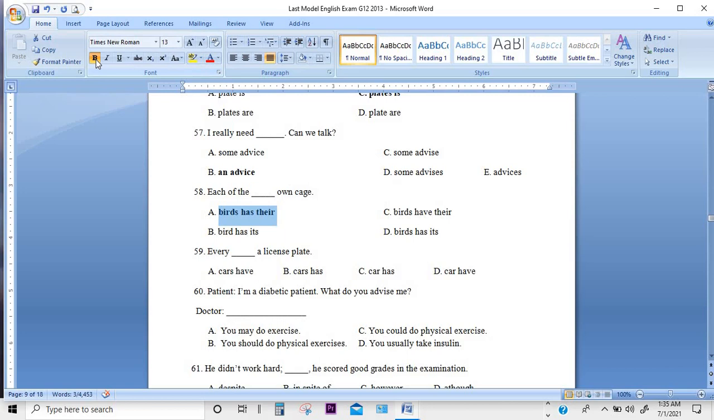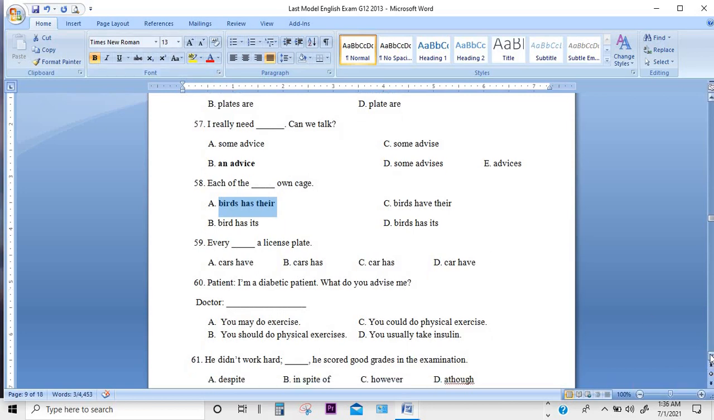Each of the birds, very good. Question number 59 is also a subject-verb agreement question: every dash license plates. It is the same type of question we did in number 56. Every column, of course, the subject is every, an indefinite pronoun, every.